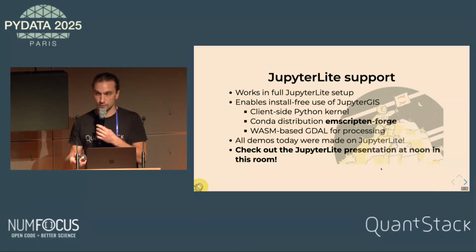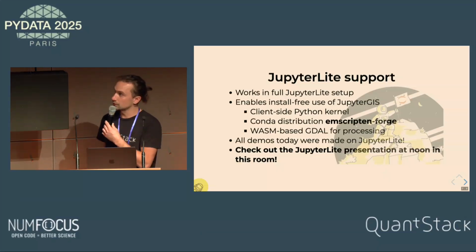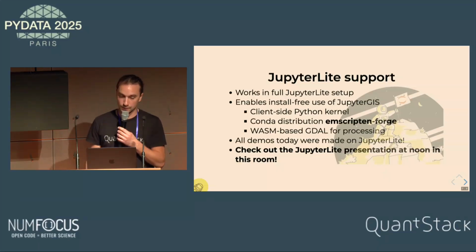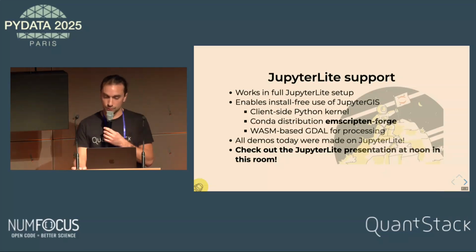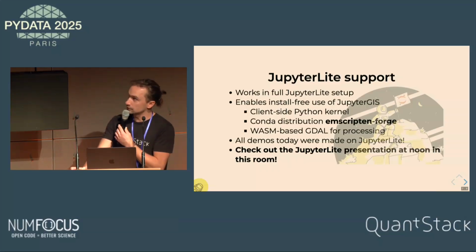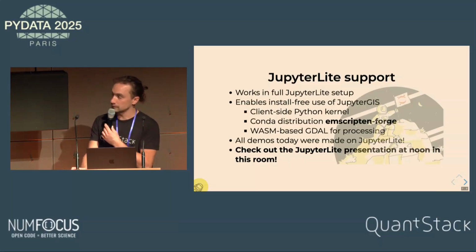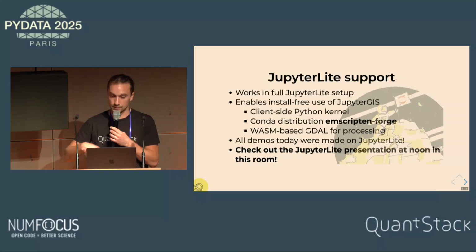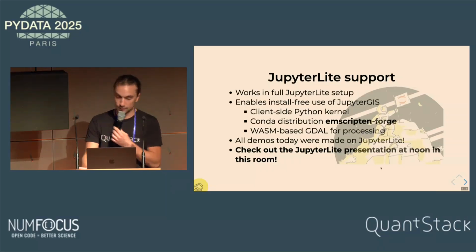You can deploy in Read the Docs next to your documentation to showcase your library. You can deploy your notebooks on GitHub Pages, and those can run easily. At QuantStack, we maintain mscript and Forge, which is a Conda Forge distribution for JupyterLite that allows you to access many packages like Matplotlib, NumPy, scikit-learn for JupyterLite.